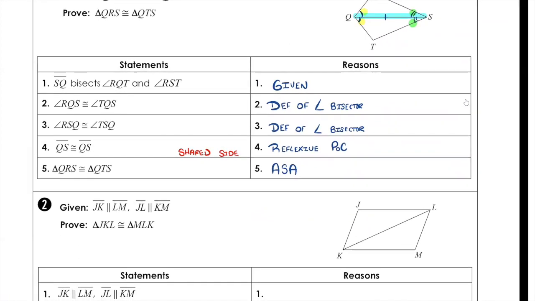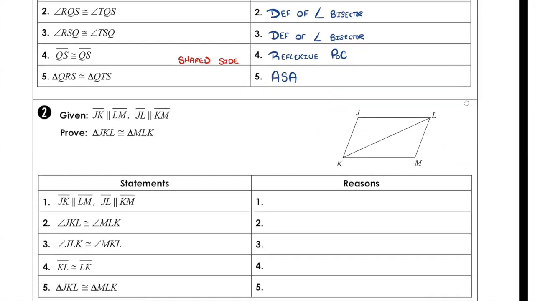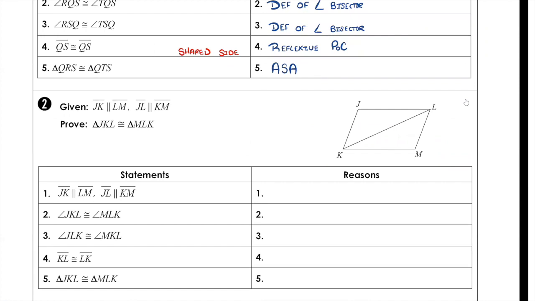Oh, baby, parallel lines. What do we know about parallel lines? If I see a parallel line, it should trigger what in my brain? Yeah, alternate interior, alternate exterior, or corresponding. That should just go, oh yeah, something's in there.